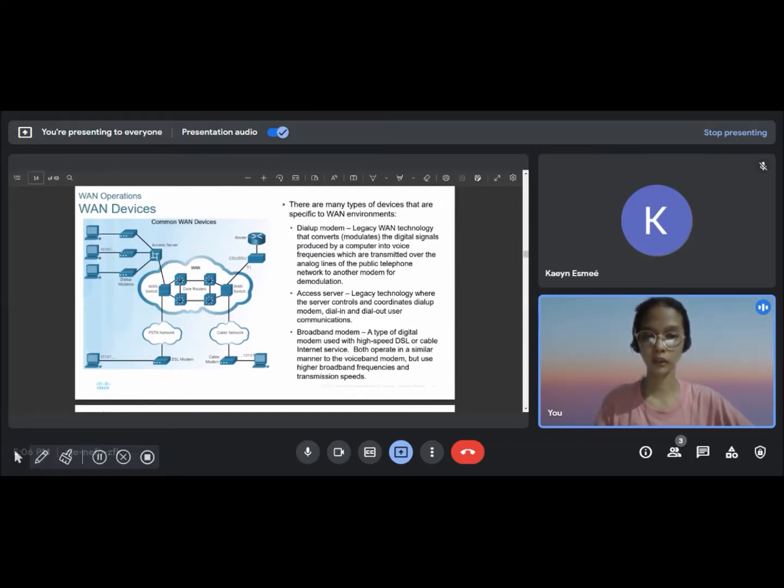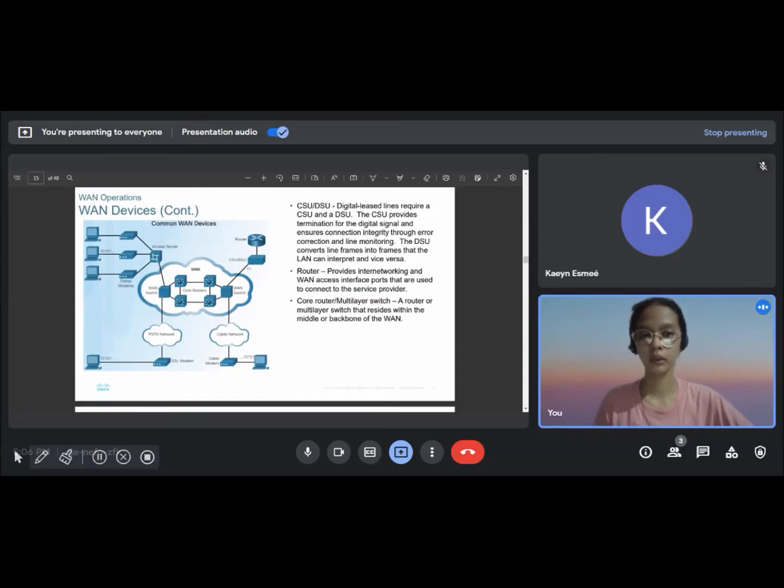Network to another modem for demodulation. Access server: legacy technology where the server controls and coordinates dial-up modem, dial-in and dial-out user communication. Broadband modem: a type of digital modem used with high-speed DSL or cable internet service. Both operate in a similar manner to the voiceband modem, but use higher broadband frequencies and transmission speeds.